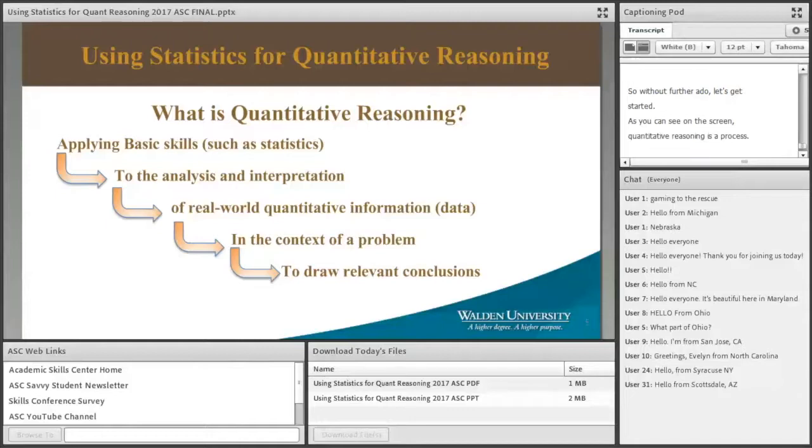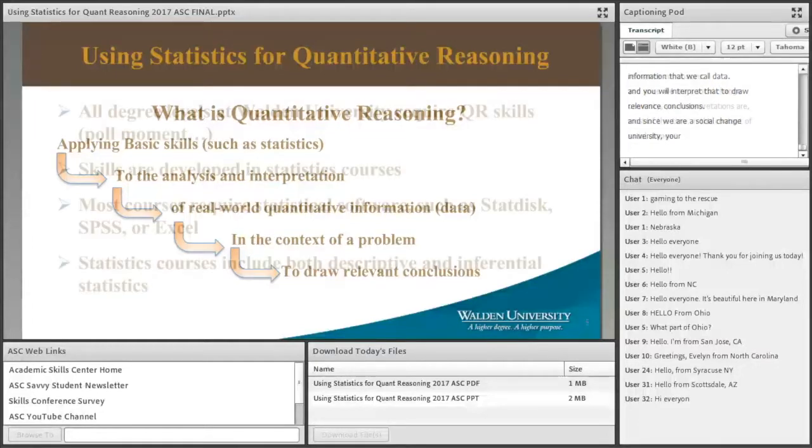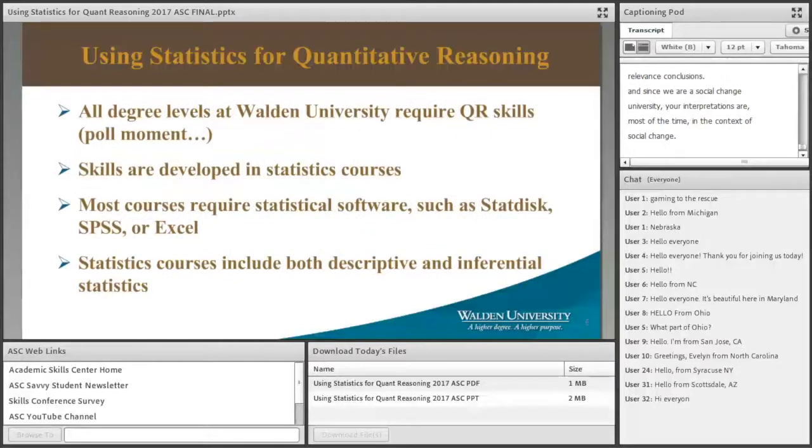You will be applying basic skills such as statistics to address an existing problem that you would formulate in a research question, and that you would then analyze with statistics. It will consist of real-world quantitative information that we call data, and you would interpret that to draw relevant conclusions. And since we are a social change university, your interpretations are most of the time in a context of social change.